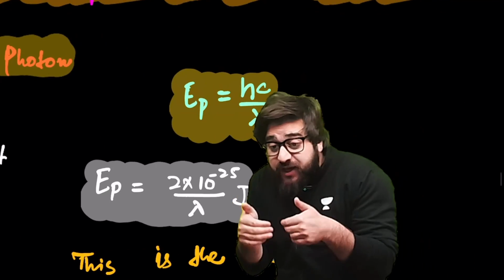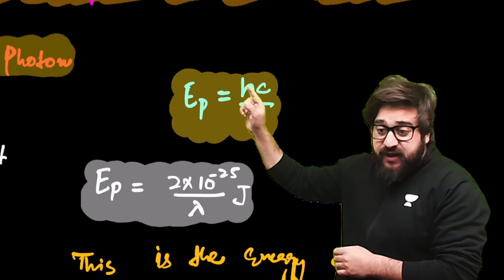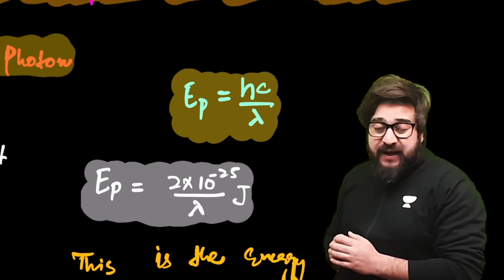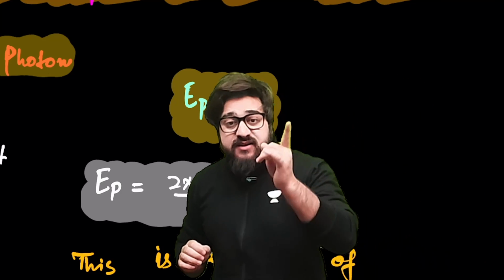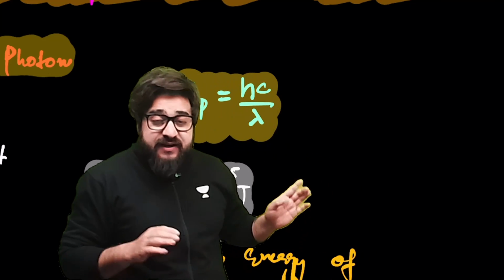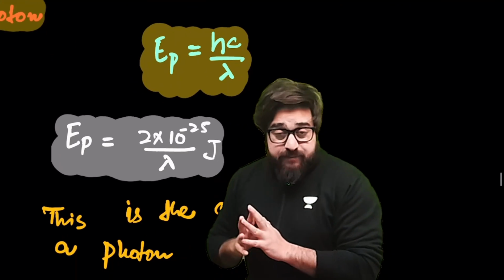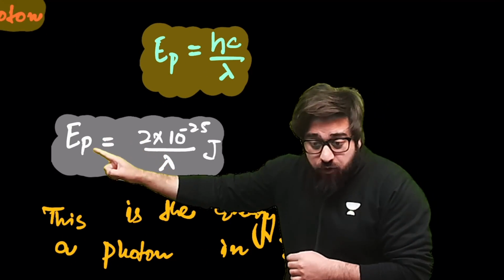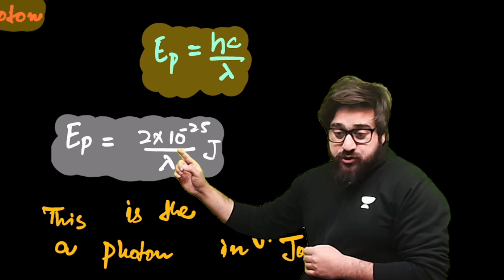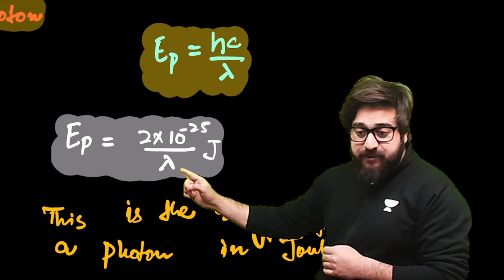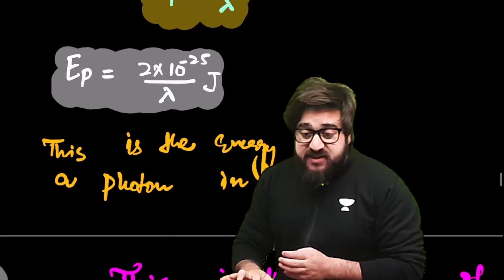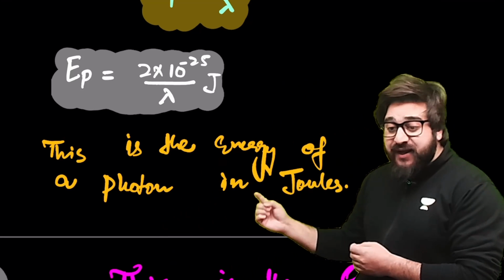We can also write it like this: E, the energy of a photon, is hc divided by lambda, because frequency is c by lambda. c is the speed of light, lambda is wavelength. You can also write the energy of a photon as 2 into 10 raised to the power -25 divided by lambda in joules. So basically this is the energy of a photon in joules.